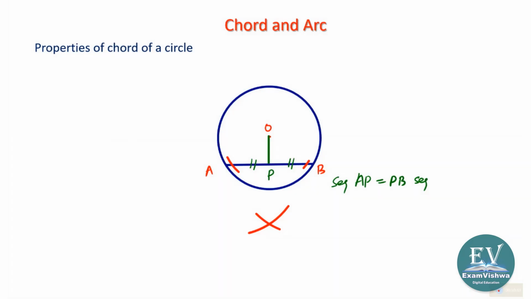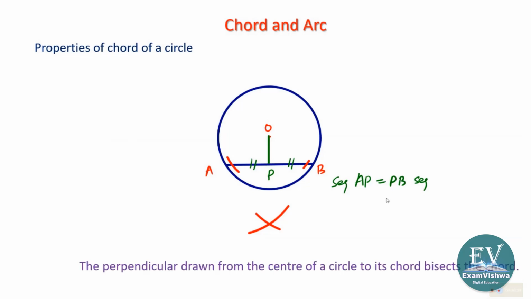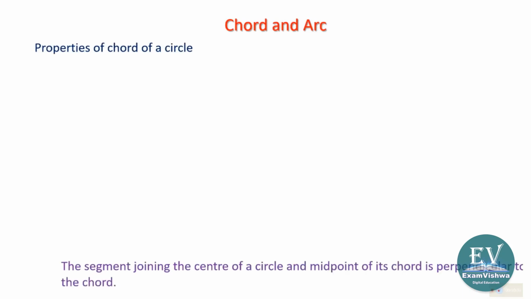Okay, my dear students, let me move ahead. The perpendicular drawn from the center of a circle to its chord bisects the chord. That is a point here. Let me go ahead. Another property of a chord of a circle continues. The property is that the segment joining the center of a circle and the midpoint of a chord is perpendicular to its chord. What does it mean? What we understood is said in a different way. The segment joining the center of a circle and midpoint of the chord is perpendicular to the chord.